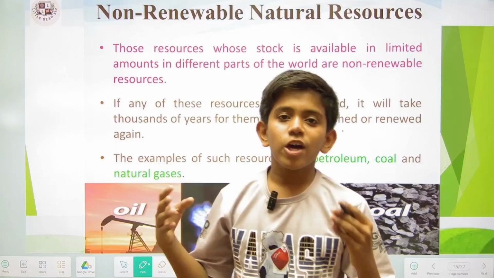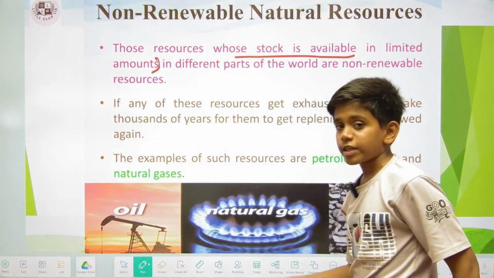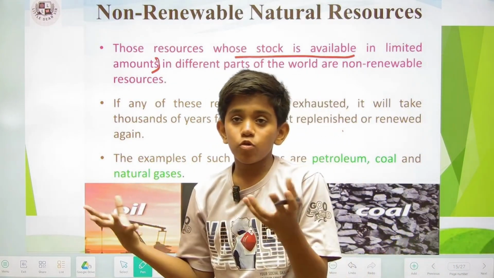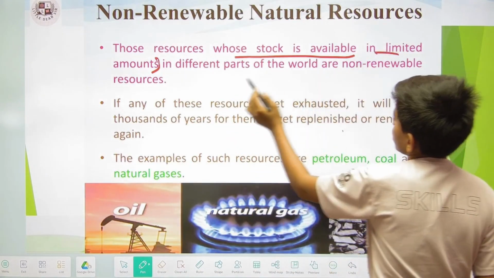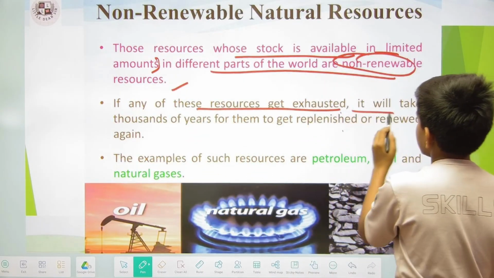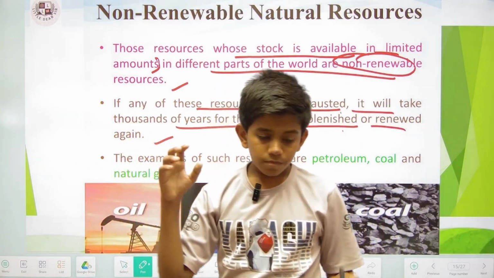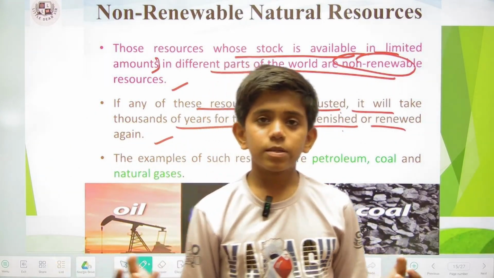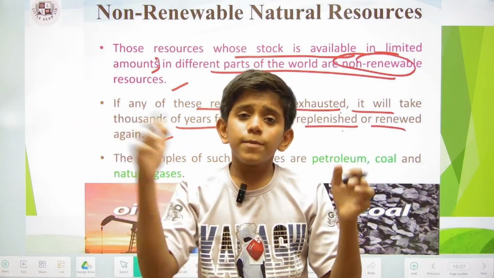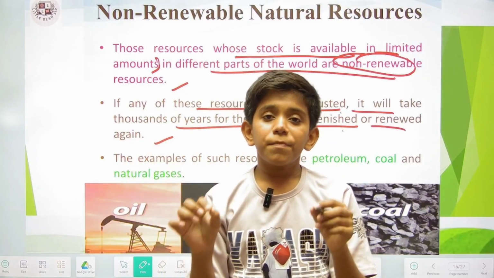Next we have the non-renewable resources. Those are resources whose stock is available in limited amounts. They can be affected in a large manner. If you use them carelessly, they can be depleted too much. These are known as the non-renewable resources. If these resources are exhausted, it will take thousands of years to get replenished or renewed again. Solar energy is a renewable resource, but non-renewable resources take too much time to get replenished. It is not that they will not get replenished. They will, but it takes too much time.